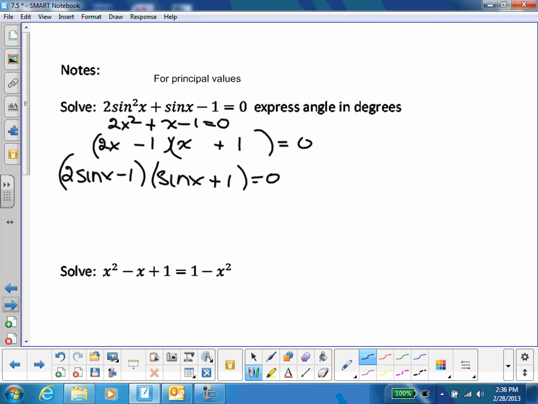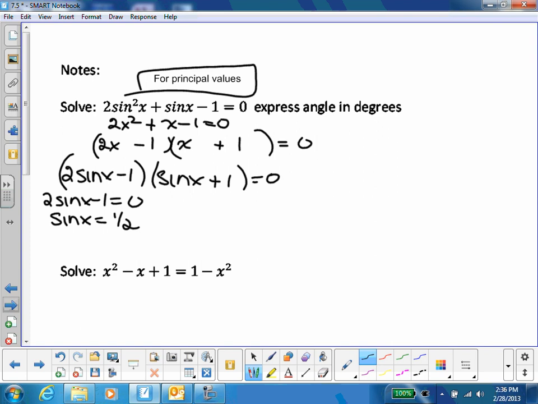So if I'm going to go through my solving process, now remember, I'm still in principal values. Okay? I'm still in principal values. What am I going to do now to solve? Okay? 2 sine of x minus 1 equals 0, which means the sine of x is equal to 1/2. And here the sine of x equals negative 1. Which quadrant am I going to use for a positive answer? Which quadrant will I use for a negative answer?